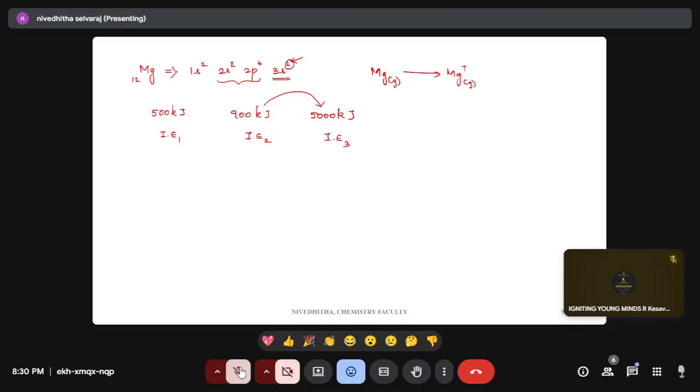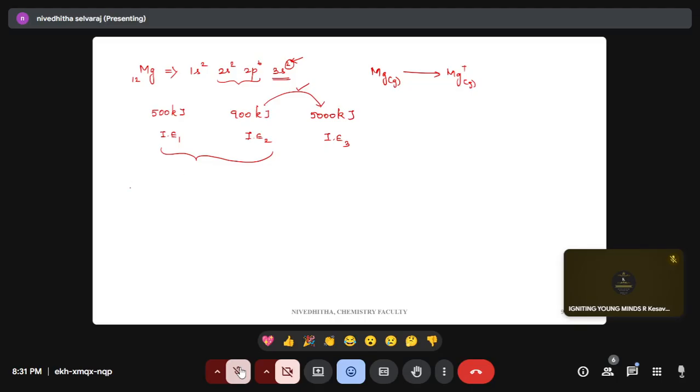So from this, what we can understand is this element has only 2 electrons in its valence shell. Okay, so the amount of energy required to remove the electron from the valence shell is relatively lesser than the amount of energy required to remove the electron from the inner shell. So from the jump, we can understand how many valence electrons are present in the atom, and from the valence electrons, we can find in which group that element is present. Okay, you're getting my point.